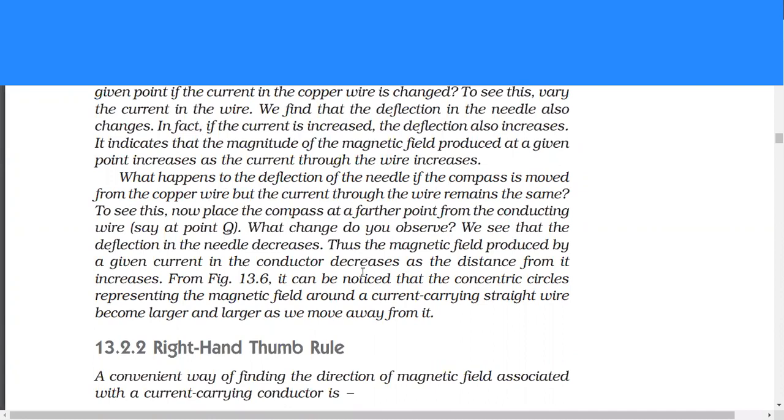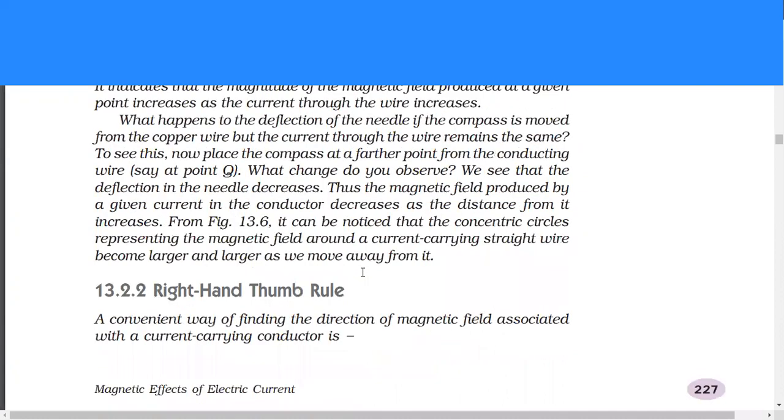What happens to the deflection of the needle if the compass is moved from the copper wire but the current through the wire remains the same? To see this, now place the compass at a farther point from the conducting wire, say at point Q. What change do you observe? We see that the deflection in the needle decreases. Thus, the magnetic field produced by a given current in the conductor decreases as the distance from it increases.